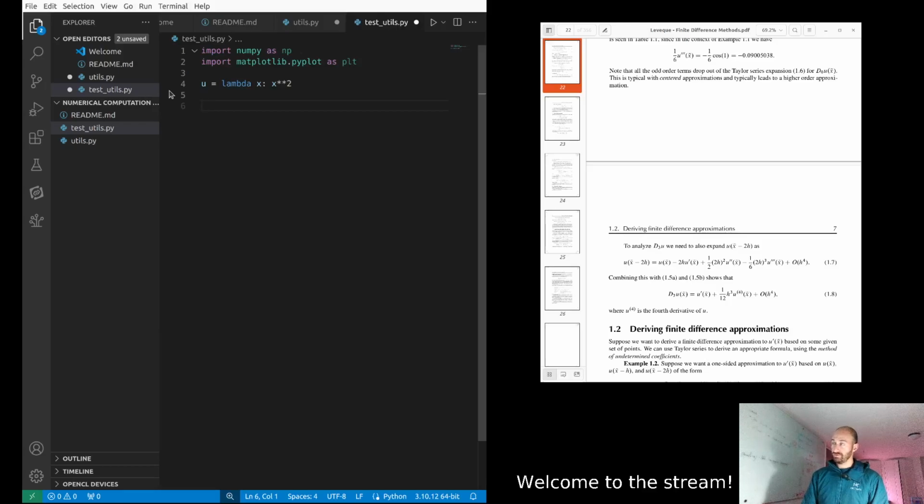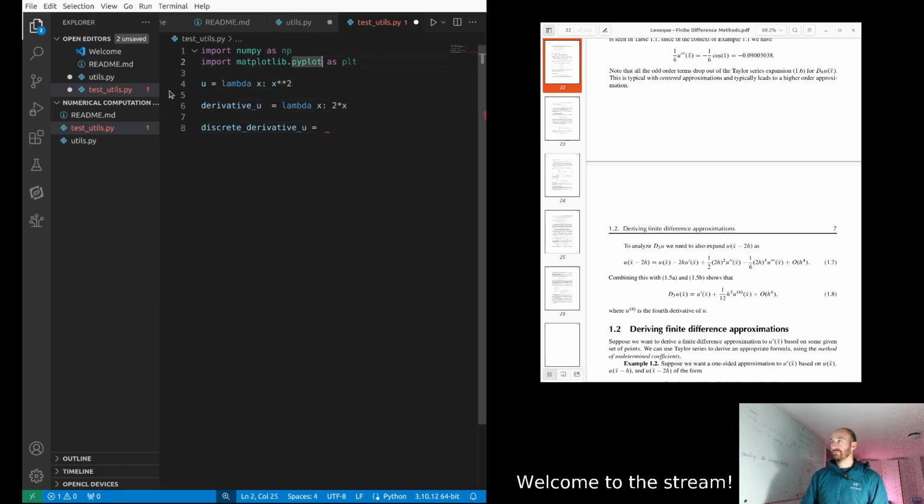And we know what the derivative is, right? So let's say u prime. We know that it's lambda 2 times x. We know this, but we're going to compute the discrete derivative. And we're going to change the name, so we're going to call it derivative u, and then discrete derivative of u, and we're going to just call our function from utils.